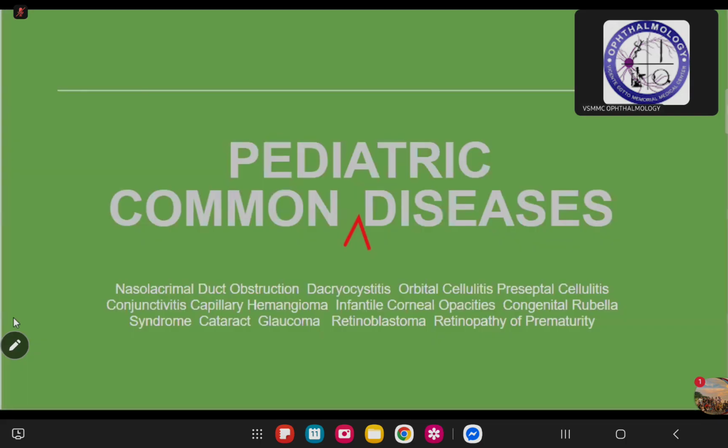So, pediatric common diseases. Pediatric diseases are similar to those found in adults, like nasolacrimal duct obstruction, dacryocystitis, orbital cellulitis, preseptal cellulitis, and the list goes on. There are variations in terms of anatomy due to the developing eye since it's smaller compared to the adult size. There are also variations in complications, the management, etc. Some of these diseases have been previously discussed, but they will be reviewed in this section.